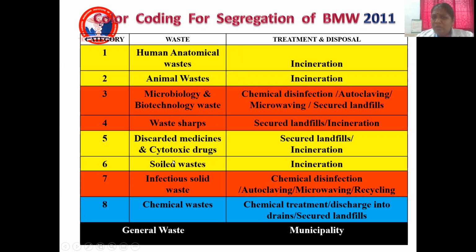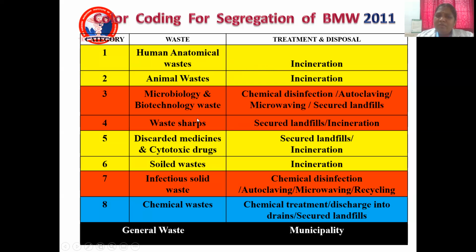And whichever is going into the yellow bag, ultimately they will be incinerated. That means they will be burned down into ashes. So you remember only 4 things: human anatomical waste, animal waste, discarded medicines and cytotoxic drugs, soiled waste. All these things will go into yellow bag, and those into the yellow bags will be incinerated straight away.